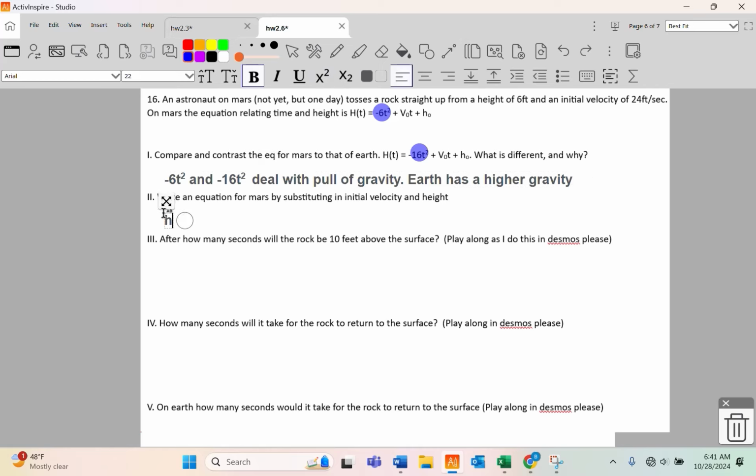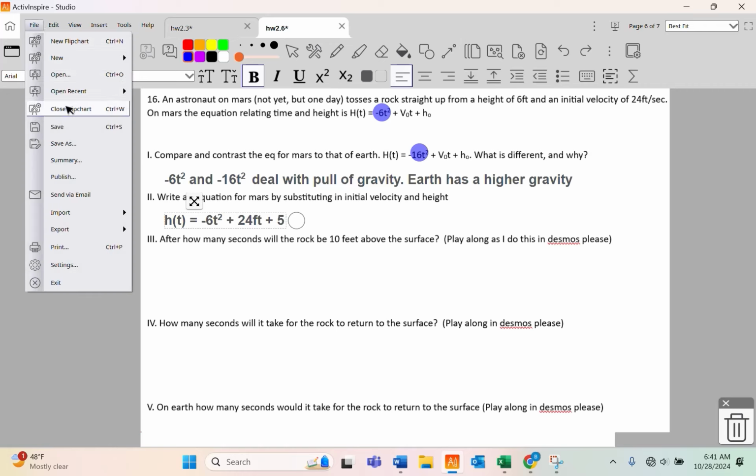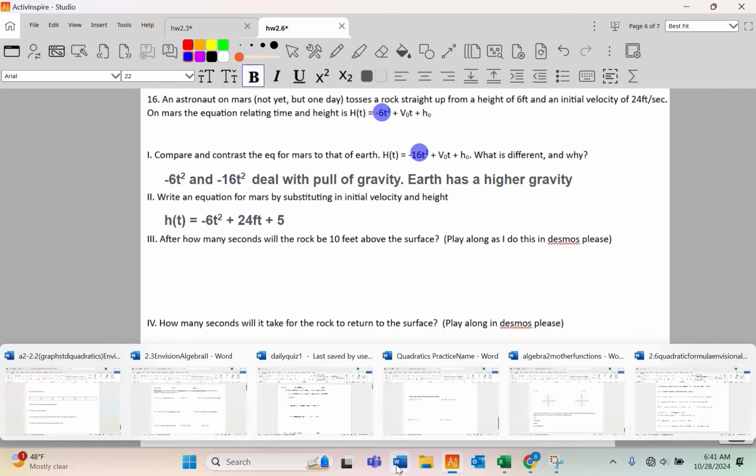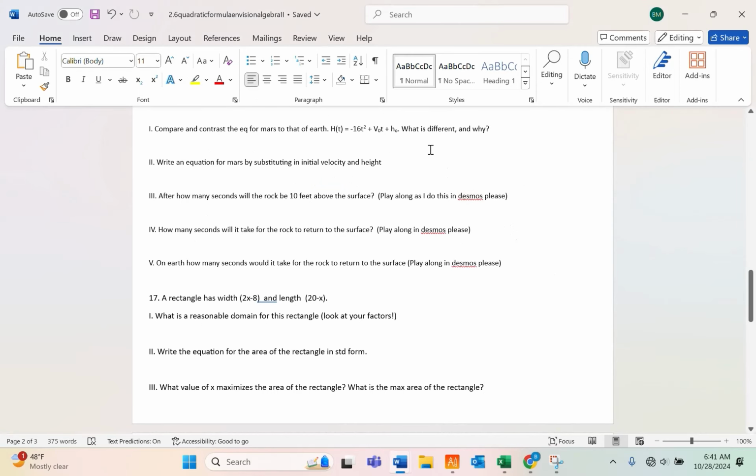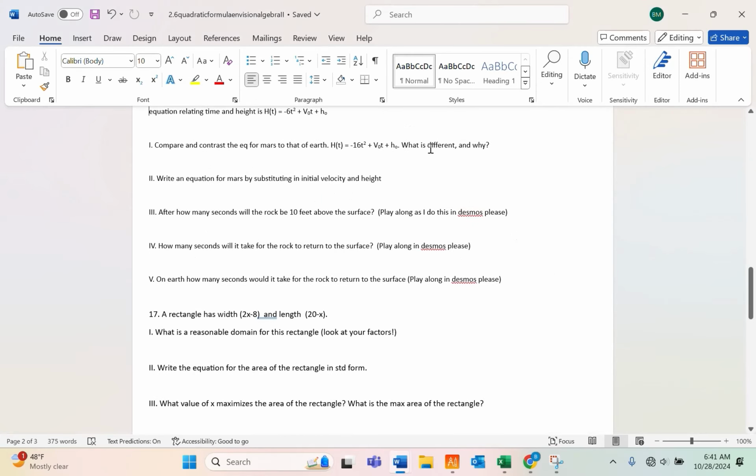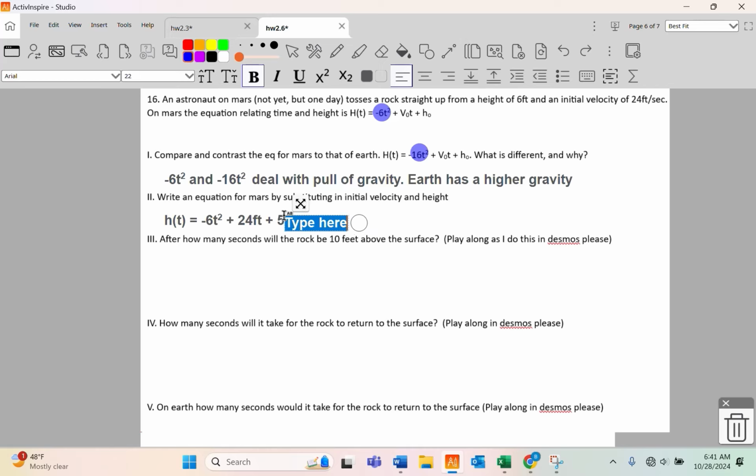So height as a function of time is in Mars, negative 6t to the second. Plus, it says the initial velocity is 24 feet. And an astronaut, and I didn't say the height, did I? I'll modify that, let's say from 5 feet. Let me go back to that document and edit that 5. Doesn't say the initial height. Oh yeah, it does. 6. Never mind. Tired apparently. It's in the text. There we go. From a height of 6 foot.